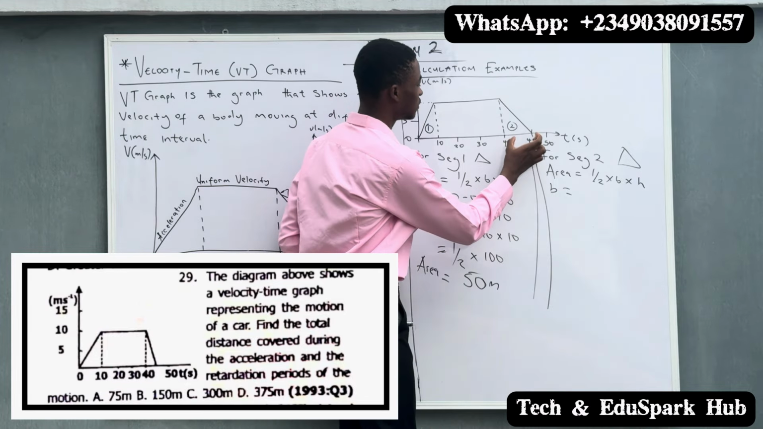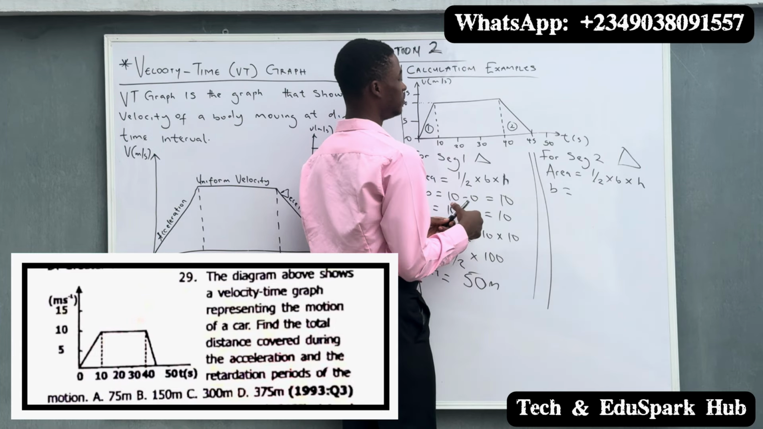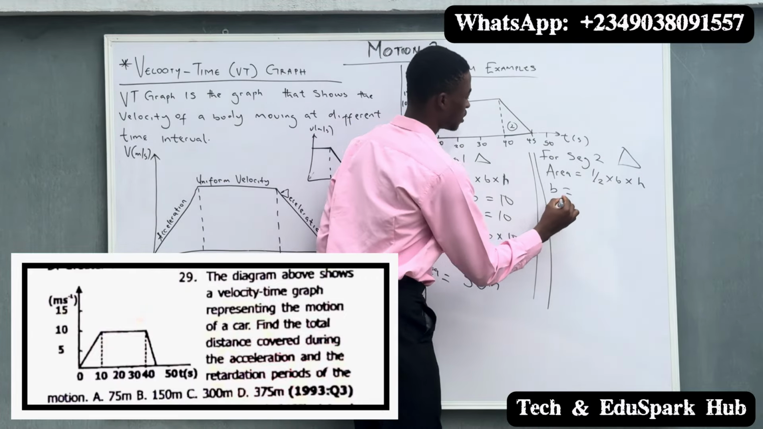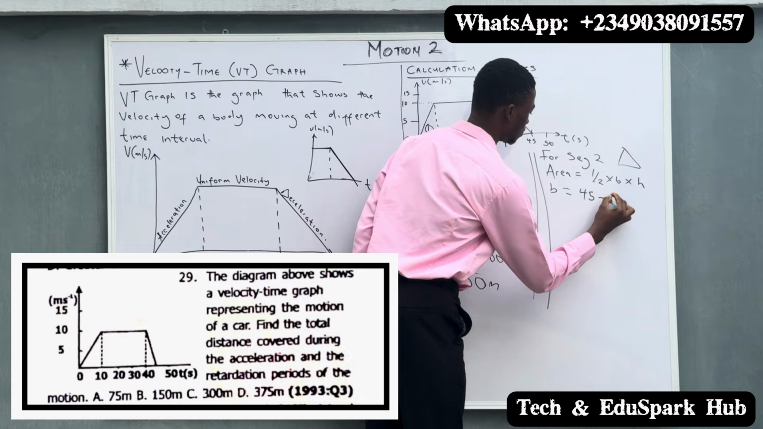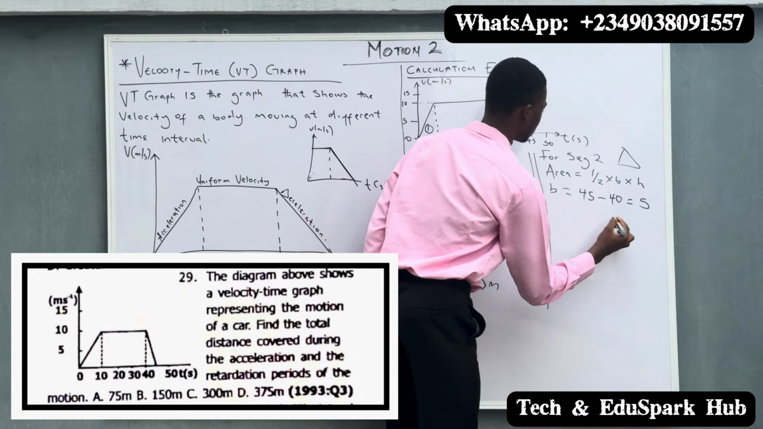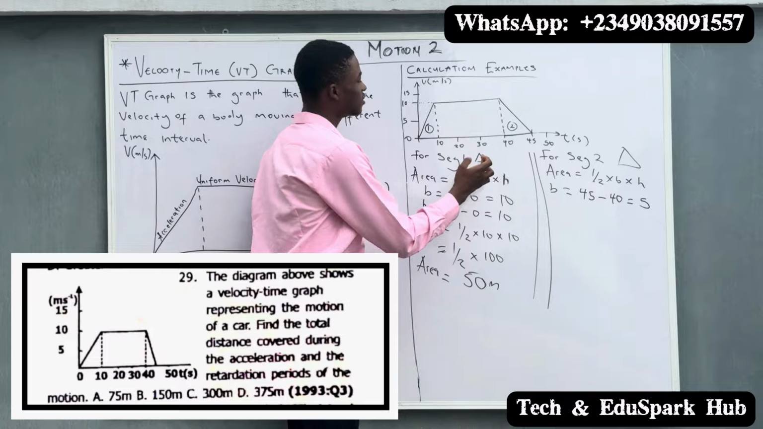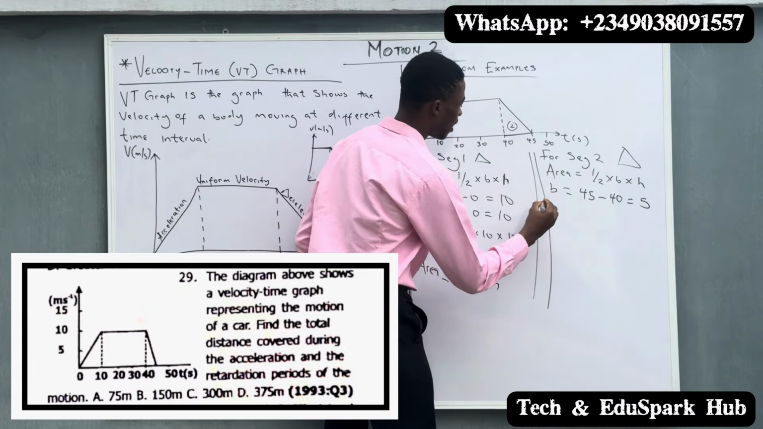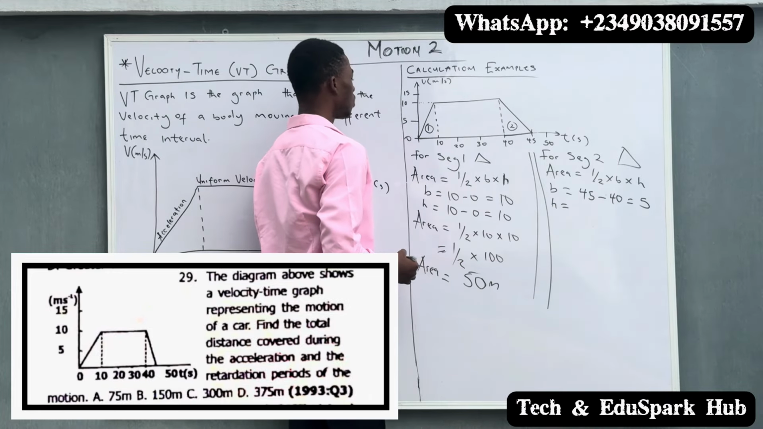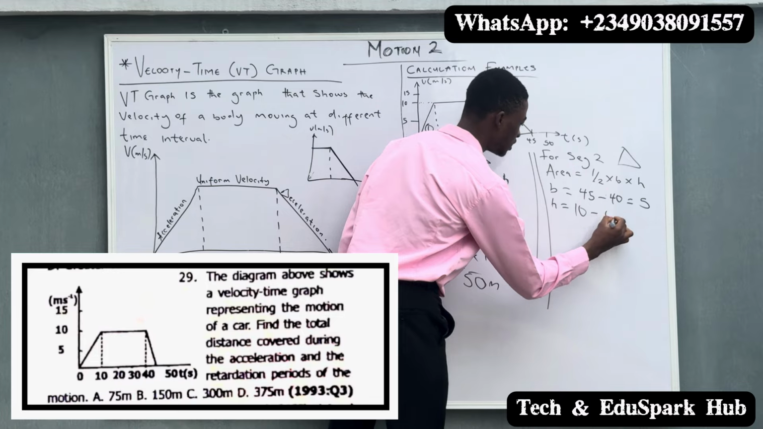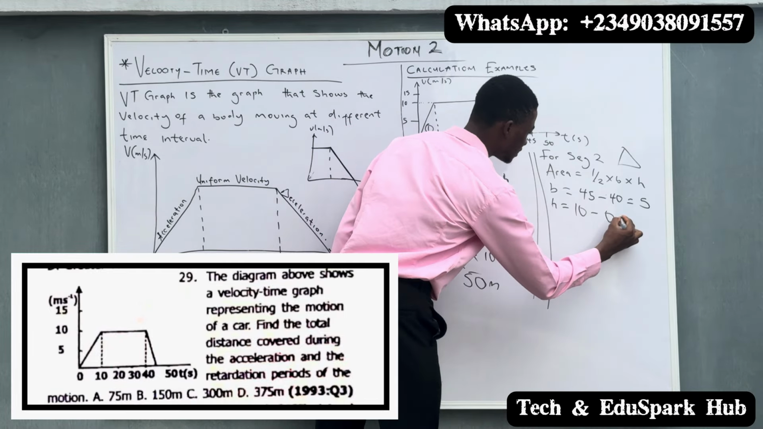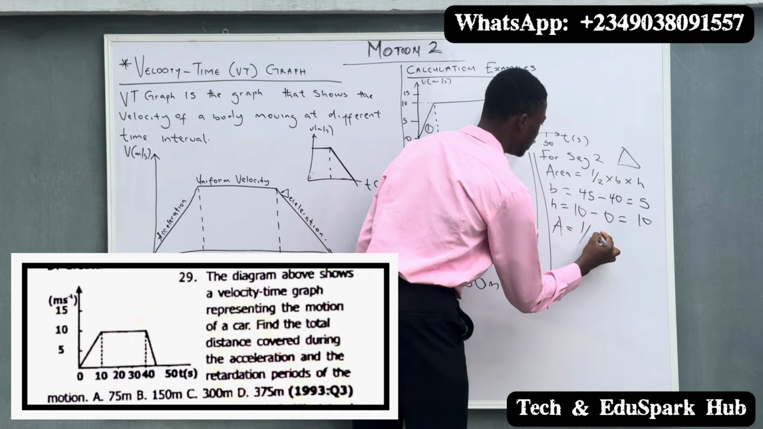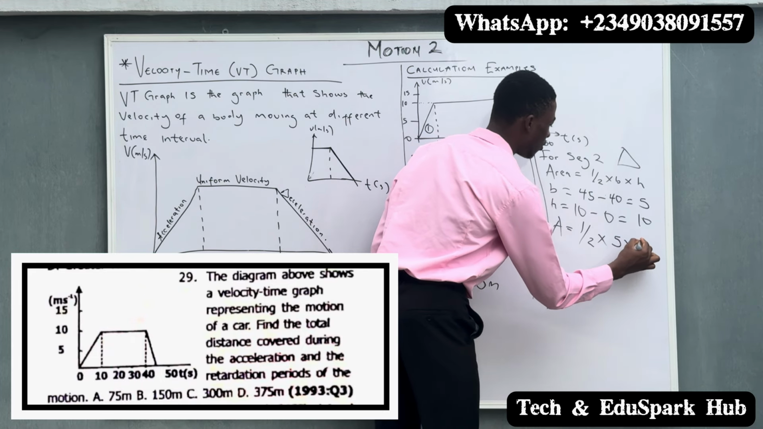So our base here will be given as 45 minus 40, because this is the base of the triangle. You can see the base of the triangle. So we have 45 minus 40, which is equal to 5. While our height, the height of this triangle from this point to this point, is still the same as 10 and 0. So we have our height to be equal to 10 minus 0. So our height is equal to 10. So our area will be given as 1 over 2 multiplied by the base, 5, multiplied by our height, which is 10.